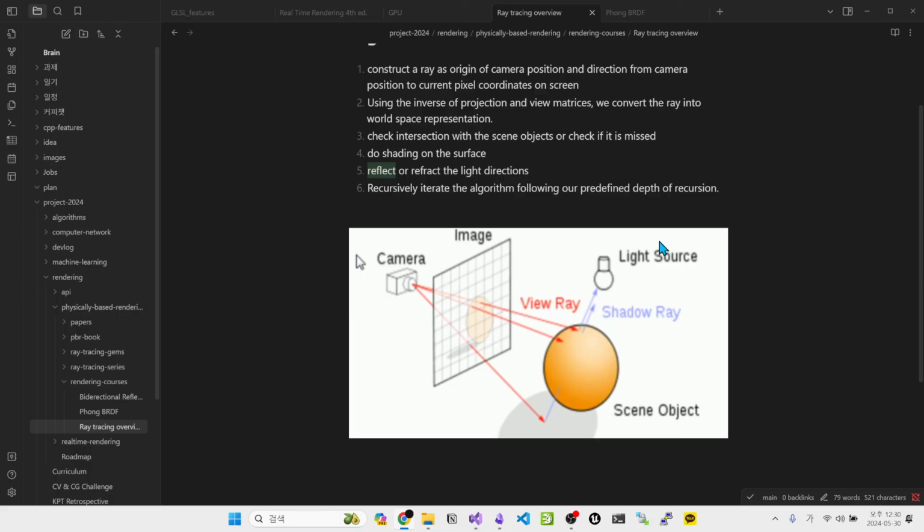For example, 64 depths of recursion or 128 depths of recursion. And the detail of the scene depends on these recursion depths, because the more we iterate this algorithm, the more detailed the scene becomes.